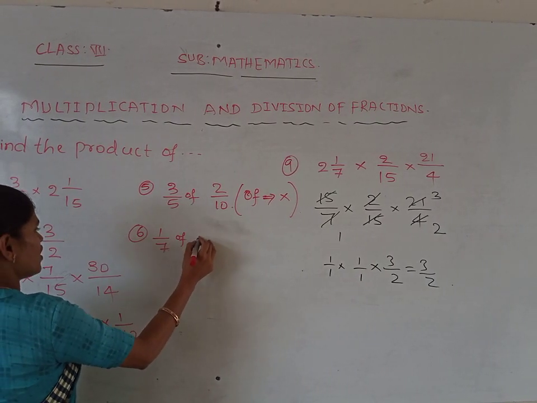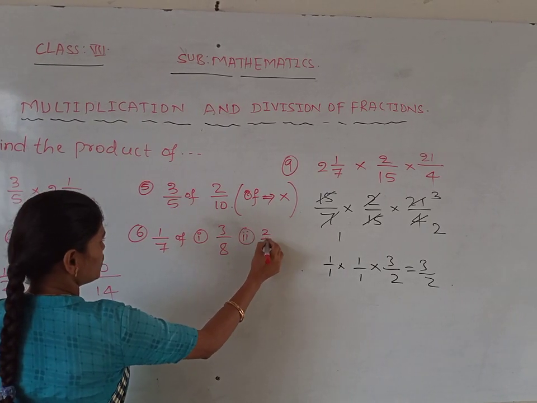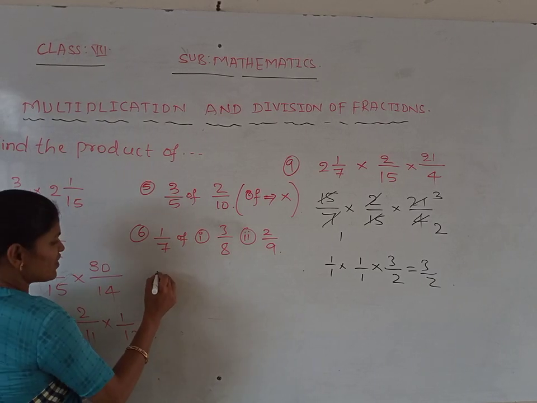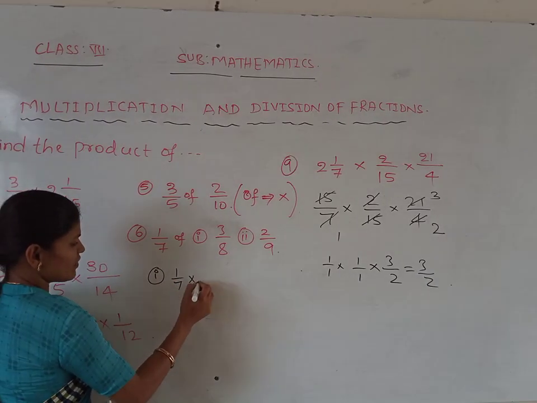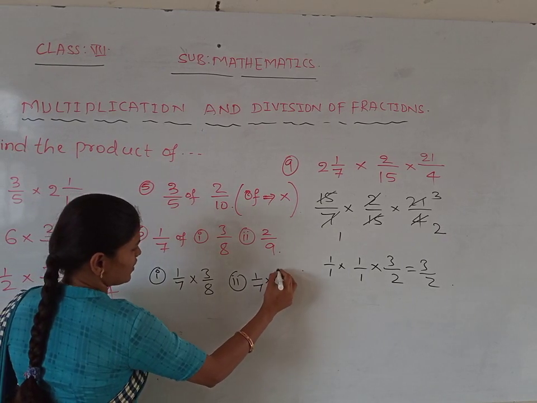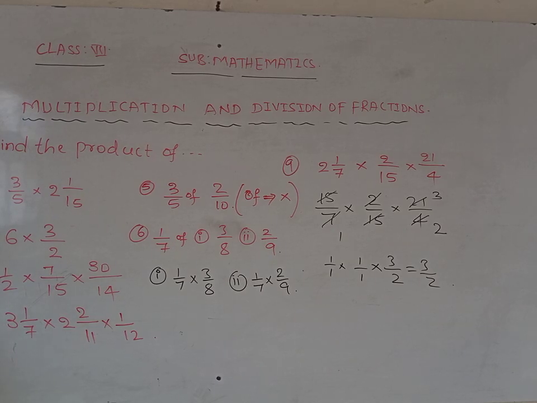1 by 7 of, first one, 3 by 8. Second one, 2 by 9. What is the meaning of this one? See here, first one what you have to do? 1 by 7 into 3 by 8. And second one what you have to do? 1 by 7 into 2 by 9. Of means what? Multiplication. Clear?